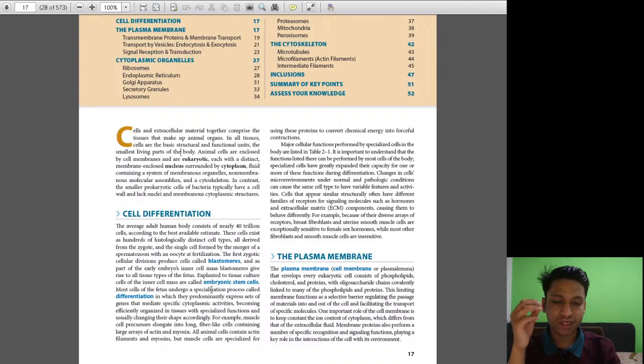Most cells of the fetus undergo a specialization process called differentiation, in which they predominantly express sets of genes that mediate specific cytoplasmic activities, becoming efficiently organized in tissues with specialized functions and usually changing their shape accordingly. So we'll take a look at what differentiation is. We'll highlight this part so that we remember what differentiation means.